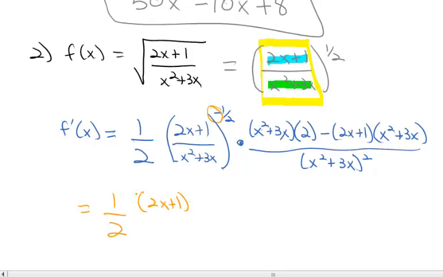2x plus 1 to the, flip it over, x squared plus 3x to the 1/2 power over 2x plus 1 to the 1/2 power. Flipping it over. Times this next fraction, let's go ahead and distribute.